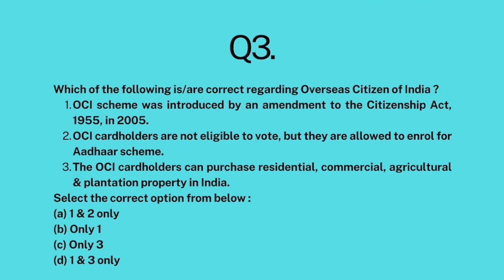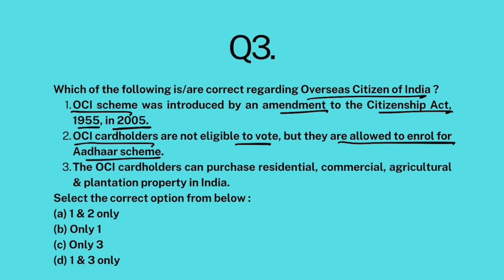Question 3. Which of the following is/are correct regarding Overseas Citizen of India? OCI scheme was introduced by an amendment to the Citizenship Act 1955 in 2005. OCI card holders are not eligible to vote, but they are allowed to enroll for Aadhaar scheme. OCI card holders can purchase residential and commercial, agricultural and plantation property in India.